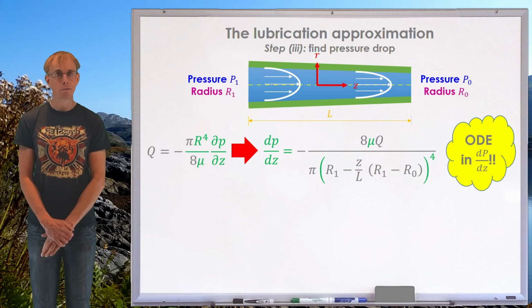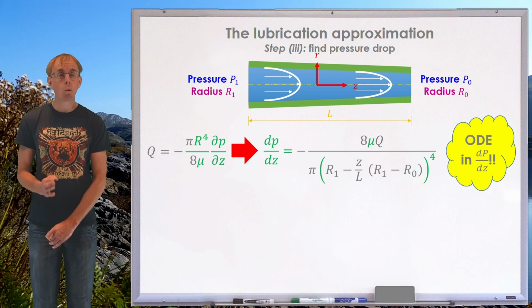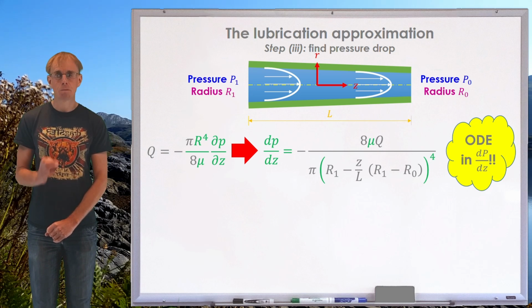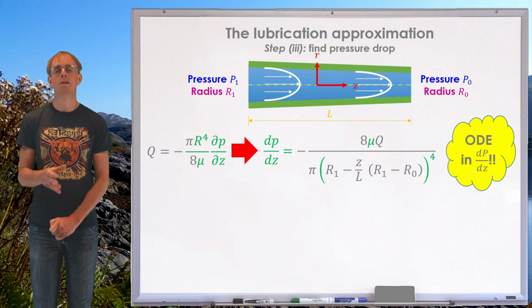If we look at this carefully, z appears just once. It's in the denominator. So all we have to do is solve this differential equation to get an expression for pressure drop along this geometry. It really is as simple as that.